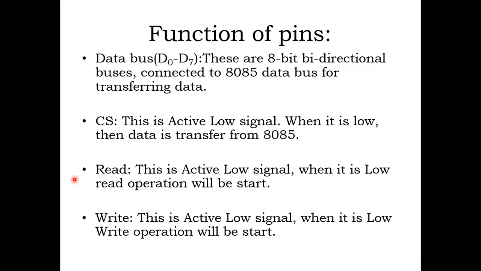Function of pins. Data bus D0 to D7 are 8-bit bidirectional buses connected to the 8085 data bus for transferring data. CS is an active low signal; when it is low, data is transferred from the 8085. Read is an active low signal; when it is low, the read operation starts. Write is an active low signal; when it is low, the write operation starts.